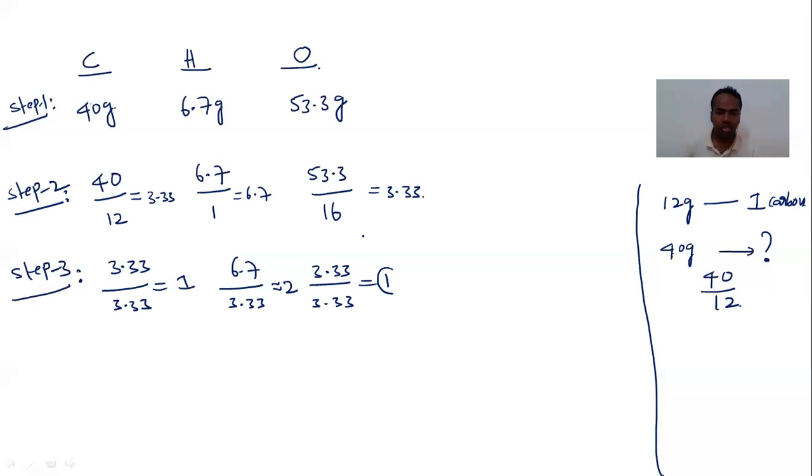Here 1 indicates the number of oxygen atoms. Here 2 indicates the number of hydrogen atoms, and this 1 indicates the number of carbon atoms. So the number of relative atoms: carbons are 1, hydrogens are 2, and oxygens are 1. So this is the empirical formula of the given compound, CH2O. This is the way to find the empirical formula.